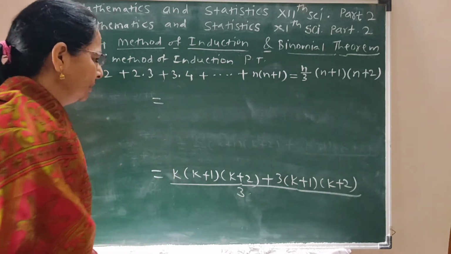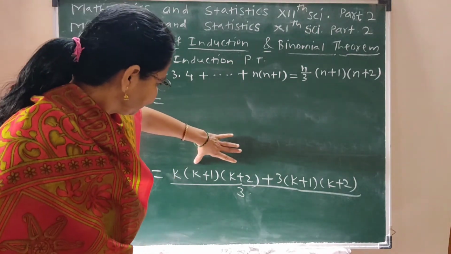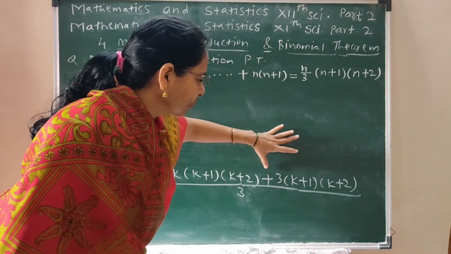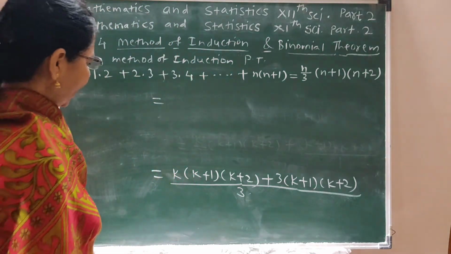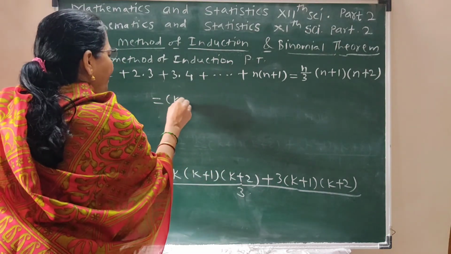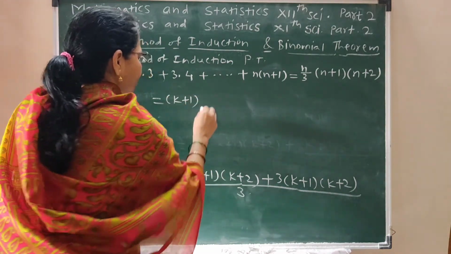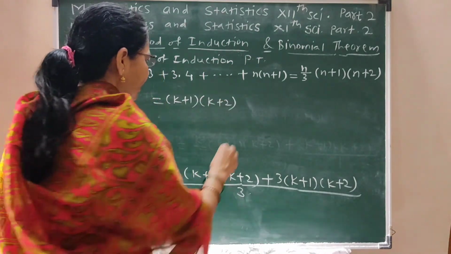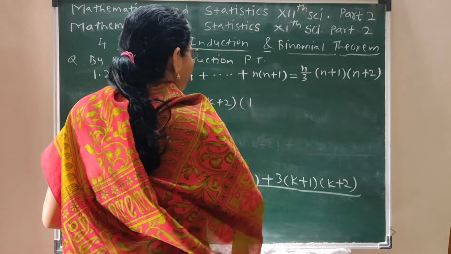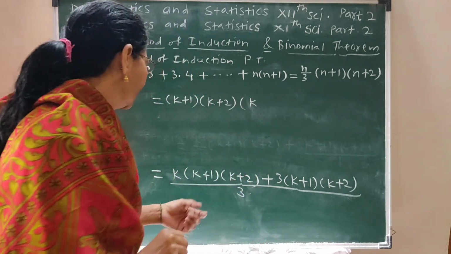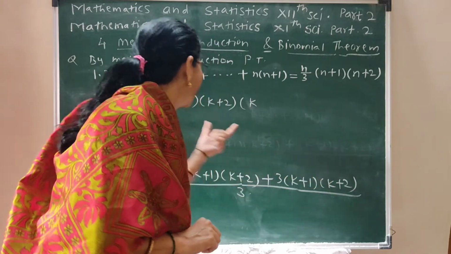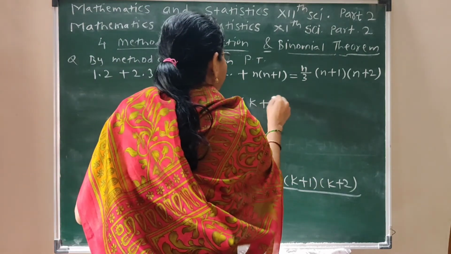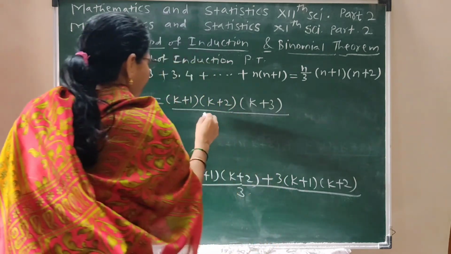If we see, then here there are two terms. This is one term and this is one term and there is sum. So we take common terms. We take common k plus 1, k plus 2. Remaining terms, k here remains, and common here remains k plus 3, divided by 3.